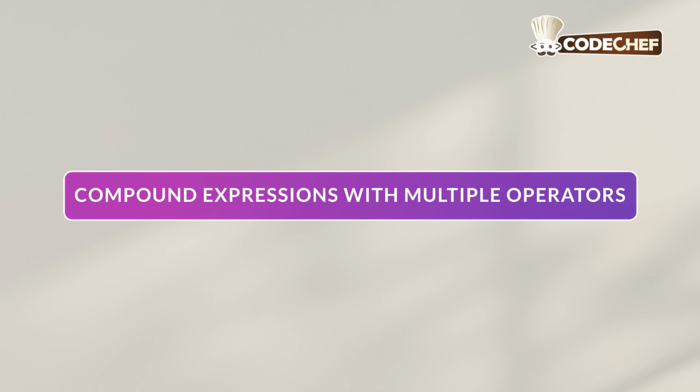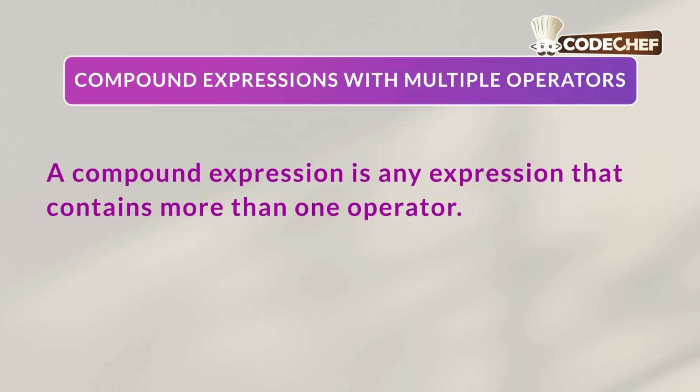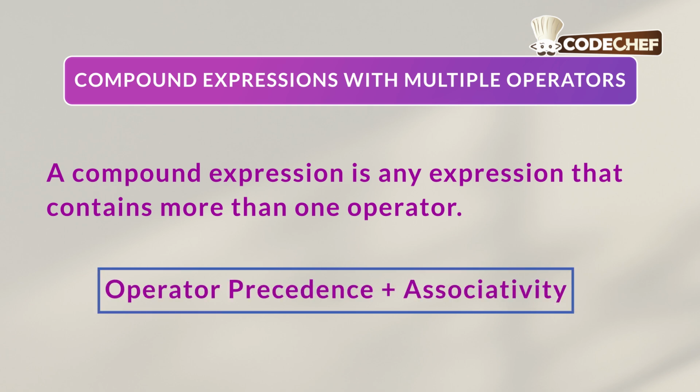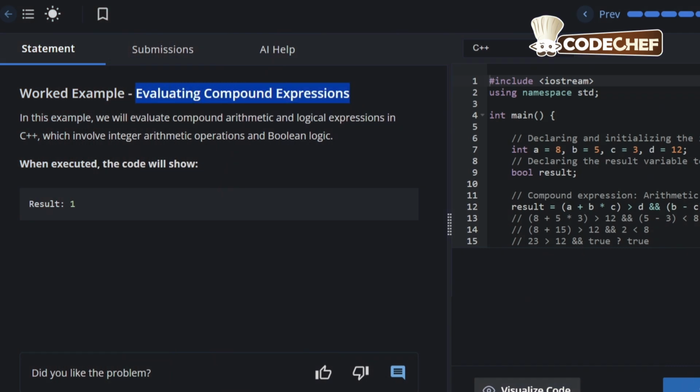Next is compound expressions with multiple operators. A compound expression is any expression that contains more than one operator. In such cases, C++ needs to decide which operator to evaluate first, and that is where operator precedence and associativity come into play. So let's see an example of a compound expression with multiple operators on the CodeChef platform. Program objective is evaluating compound expressions. Expected output is result: 1.